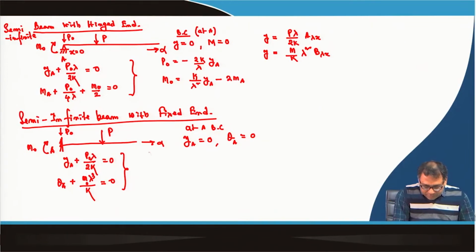So, after solving these two equations, I will get P0 is minus 2k y A divided by lambda, and M0 will be minus k lambda cube by 2 theta A.